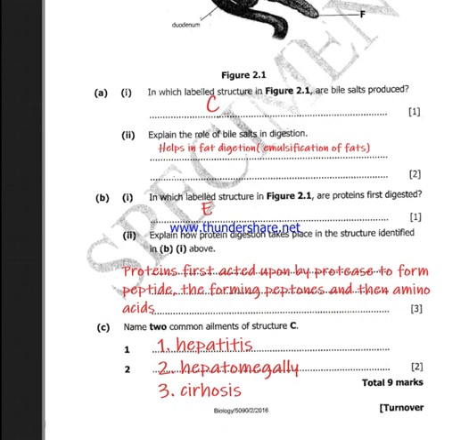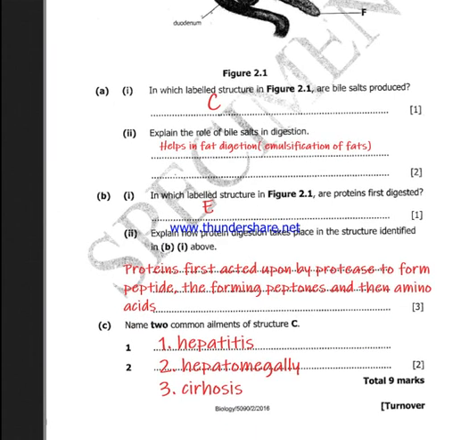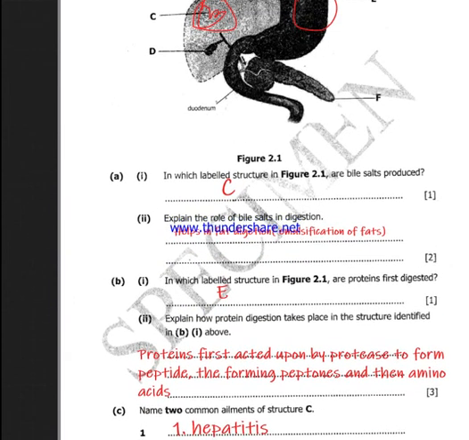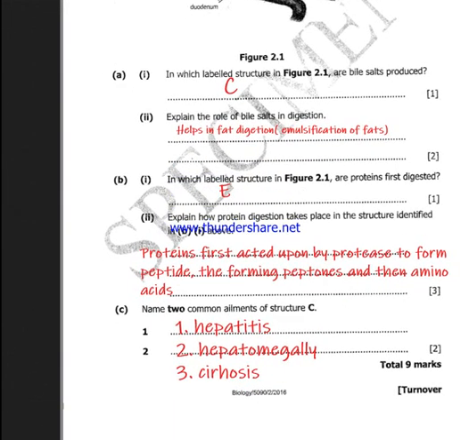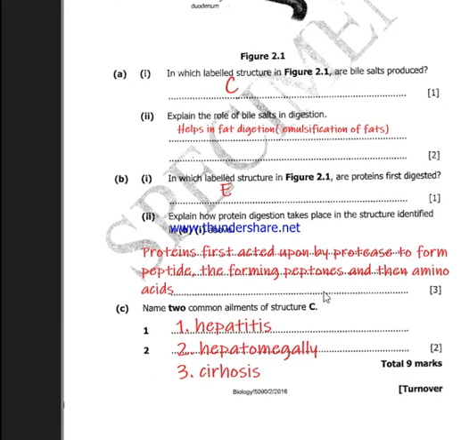Name two ailments of structure C. Now we're saying structure C is the liver. So they're saying name two ailments of the liver. Ailments, they mean disorders of the liver, diseases that the liver can get infected with. One of them is hepatitis, two is hepatomegaly, and three is cirrhosis. You should know what these terms mean.